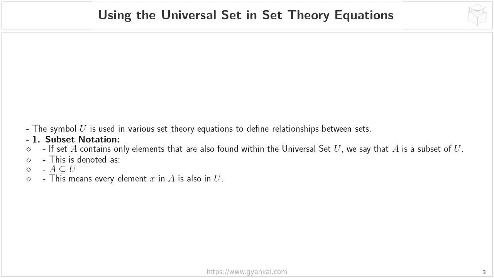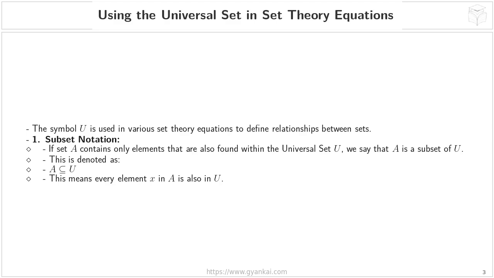Using the universal set in set theory equations. So let's move on to how we use the universal set, denoted by U, in actual set theory equations. First, we have subset notation. Imagine you have a set, let's call it A. If every single element within set A is also found inside our universal set U, then we say that A is a subset of U. We write this mathematically as A ⊆ U.